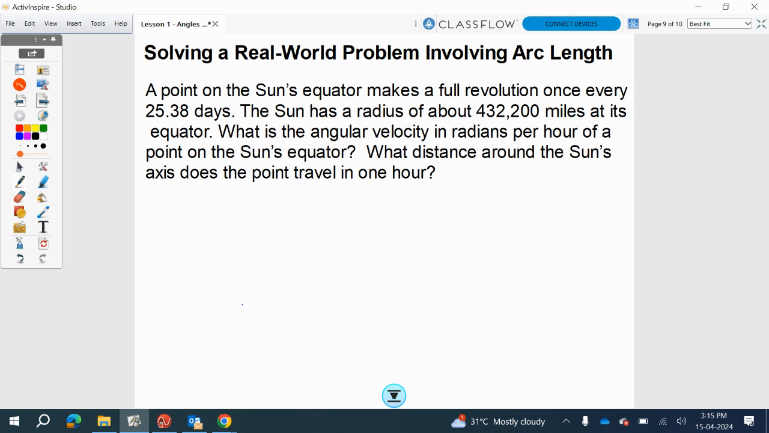A point on the sun's equator makes a full revolution once every 25 days. The sun has a radius of 400,000 miles at its equator, and the angular velocity is given there. Let's have a look at how we're going to do this. Let me think this one through.